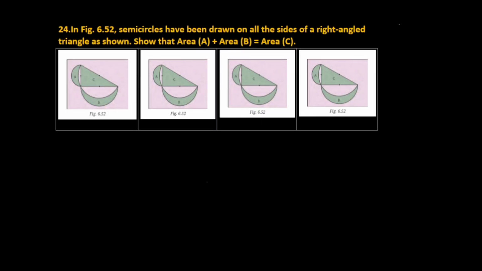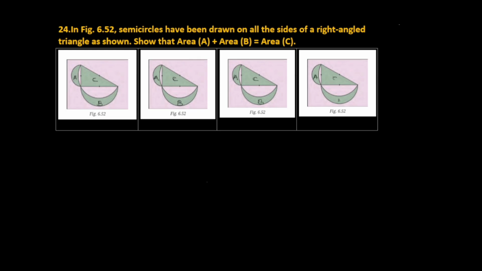Question number 24. In the figure, semicircles have been drawn on all the sides of the right angled triangle as shown, so that area A plus area B is equal to area C. We can see here the triangle area is C, this portion is B, and this is A. I think it is visible for you, A, B. So this portion is A, a portion of a semicircle.